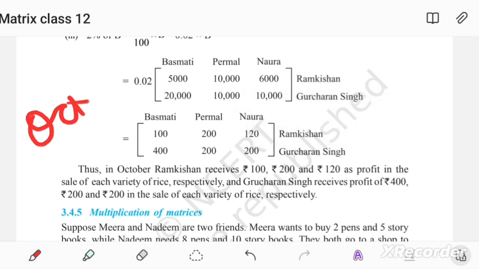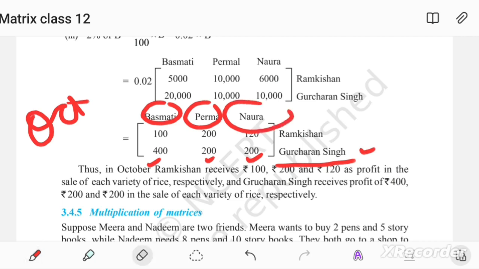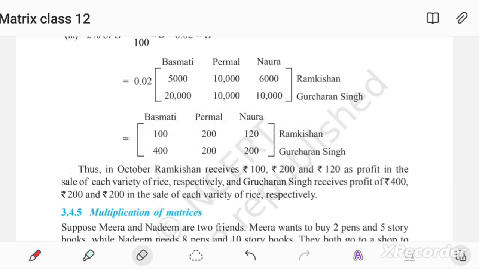Similarly, Gurcharan Singh is also earning a profit of 400, 200 and 200 respectively on the sale of Basmati, Parmal and Nora, these three varieties. Now, in your CUET examination, the examiner can directly ask what is the profit of the second farmer in the sale of the second variety of rice. Then you have to report this answer, 200, because this is the profit of farmer Gurcharan in the selling of this particular variety.